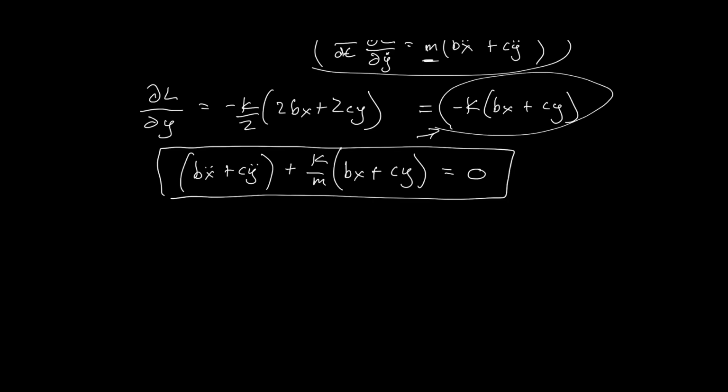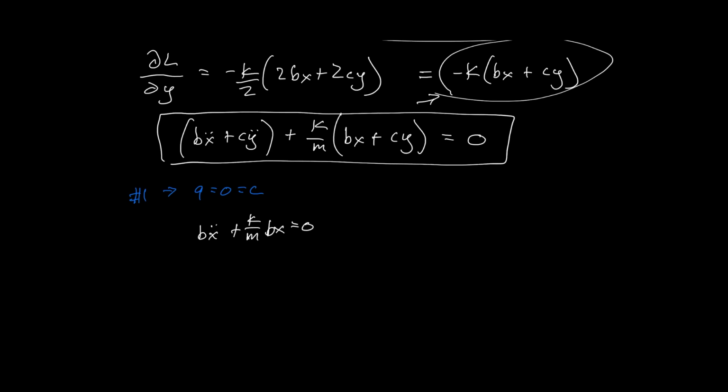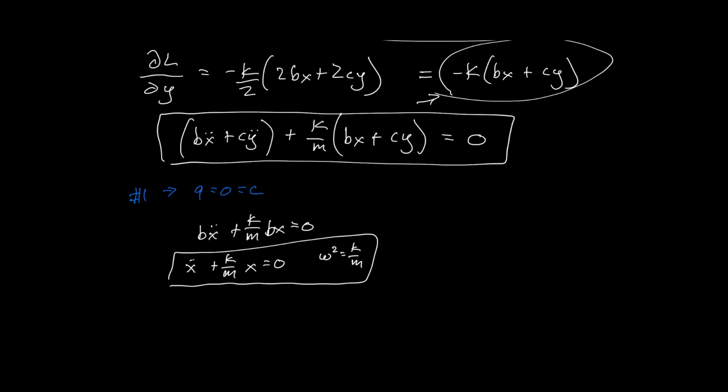Well, we're going to look at special case number 1. Special case number 1 was a equals 0 equals c, so c and a are both 0. And what happens is you get bx double dot plus k over m bx equals 0. We can divide out the b here and we get x double dot plus k over m x equals 0. If you make omega squared equal k over m, this is just a basic harmonic oscillator in the x direction.